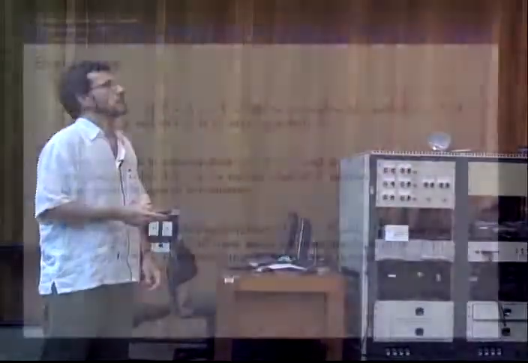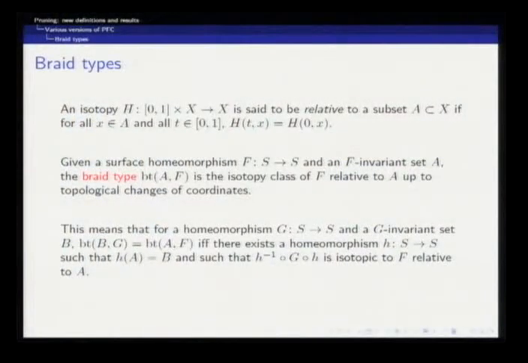Okay? So here's another way to say it. If you have two homeomorphisms of the same surface, you say that the braid types of an invariant set for G and an invariant set for F are the same if there is a homeomorphism, a change of coordinates in the surface, that takes one set to the other and which conjugates the two in the complement, or it doesn't quite conjugate in the complement, but it conjugates G to something which is isotopic to F. And the isotopy, of course, is supposed to keep A fixed.